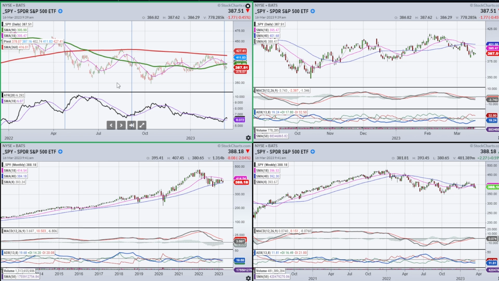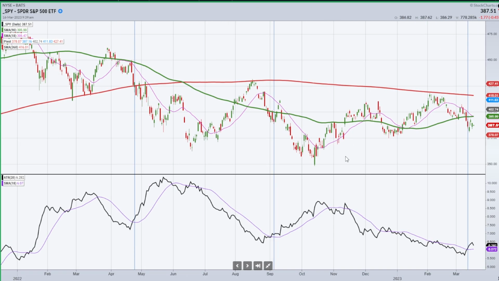But let's just look at this upper left chart, and I'm going to go through this for a minute. What I've got here is the average true range using a 20-period average true range, and that's the black line, of the SPY on a daily chart, okay? And then what I've overlaid on there is an 18 MA.